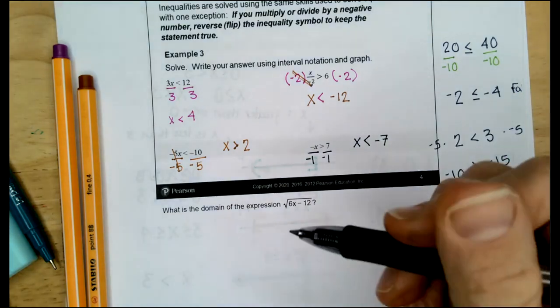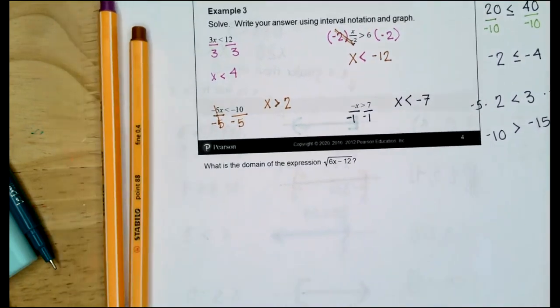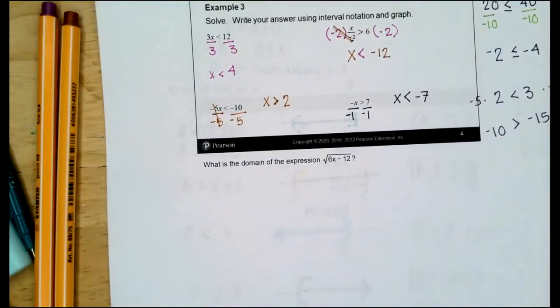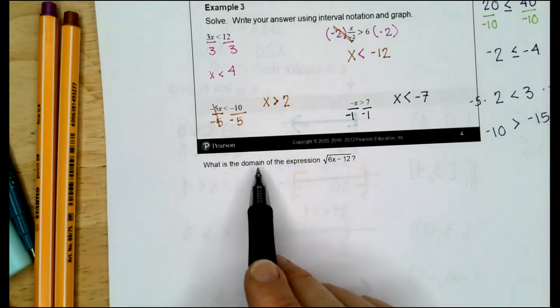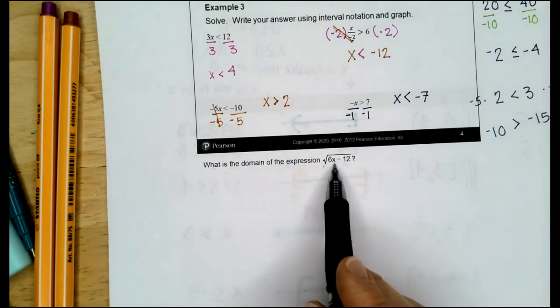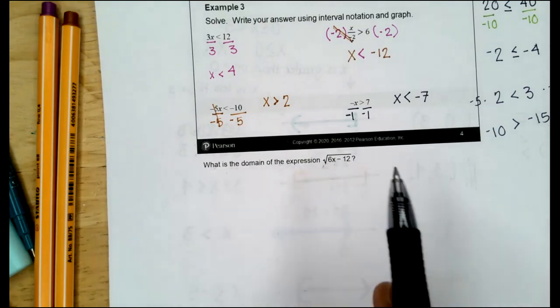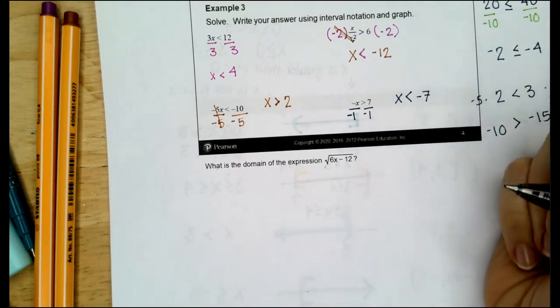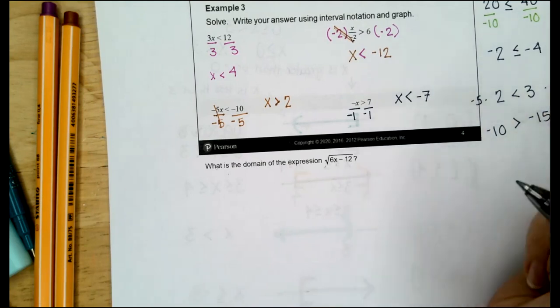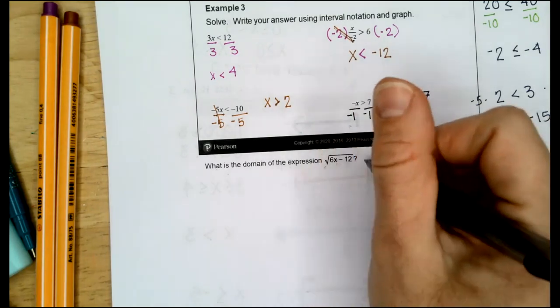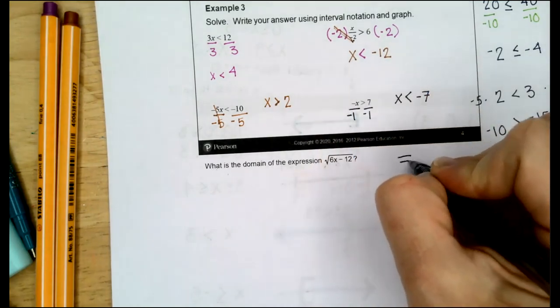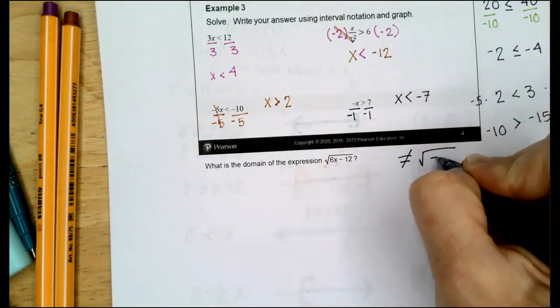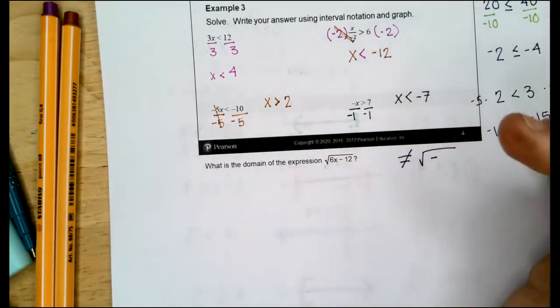Good. All right, and finally down here, it's a bit random, but it is going to be one question on my math lab, so I wanted to cover it. What is the domain of the expression the square root of 6x minus 12? Remember, we talked about domain like the first lesson of this class, but it's okay. What you don't want is we cannot have a negative under the radical as our final radical, okay?